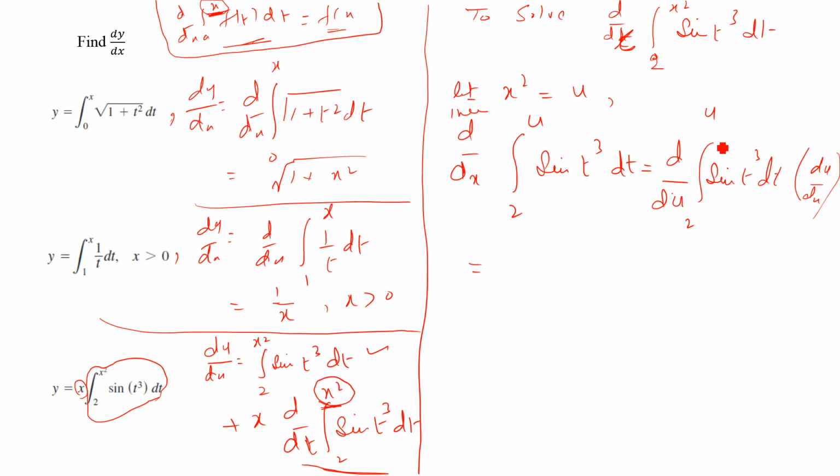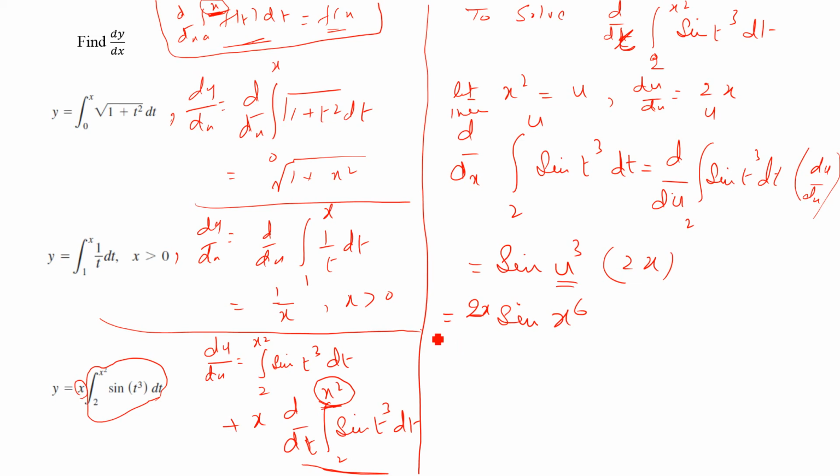Now we can use this theorem. The function here is f(t), here it is sine t cube. So this will become sine u cube multiplied by du by dx. So du by dx actually is 2x. Now backward substitution will give us u is equal to x squared, so plug this value into this. Sine of x squared cubed is sine x to the 6, multiplied by 2x. So this is equal to 2x sine x to the 6.